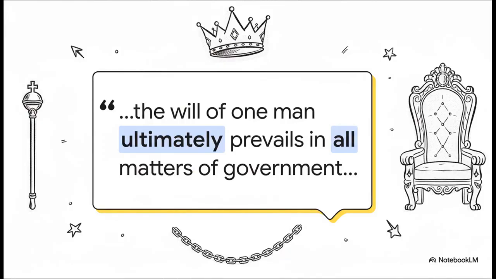And the political scientist J.W. Garner really summed this up perfectly. He basically said, you can call them a king, you can call them an emperor. It doesn't matter. If one person's will is the final word on everything, you're looking at a monarchy.